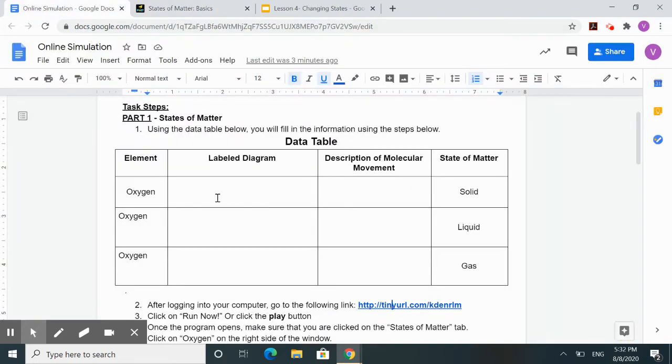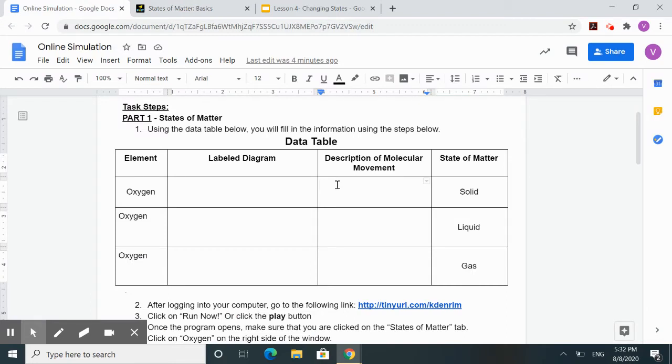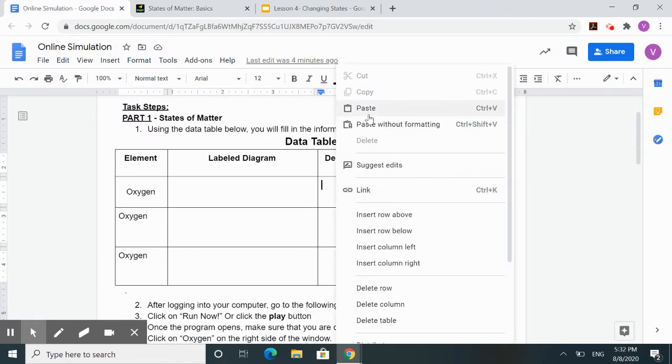If you go back to this table, the table asks you for a label diagram and asks you for a description of molecular movement. Description of molecular movement means how are the oxygen molecules moving? Are they moving fast? Are they moving slow? Well, if I look at this image, the oxygen molecules are all compressed together. They're compacted, right? They're almost static. They're not bouncing around or crashing against each other all over the place. They're just right there, right? Just like ice, they're all almost together. They're put together, right? That's a solid. They're compacted together.